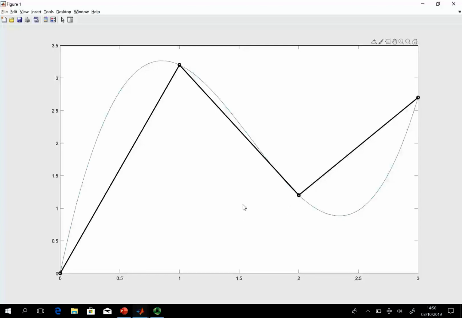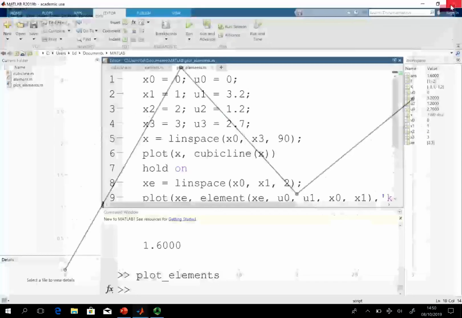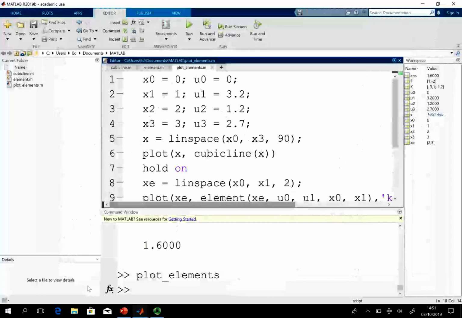I'll upload these MATLAB scripts online as well, so you can play around with this and get an intuitive idea of how it works. Does that make sense? Any questions? Okay.